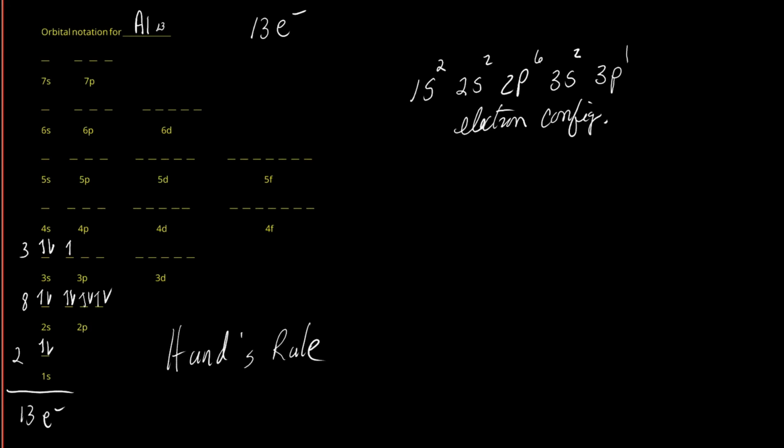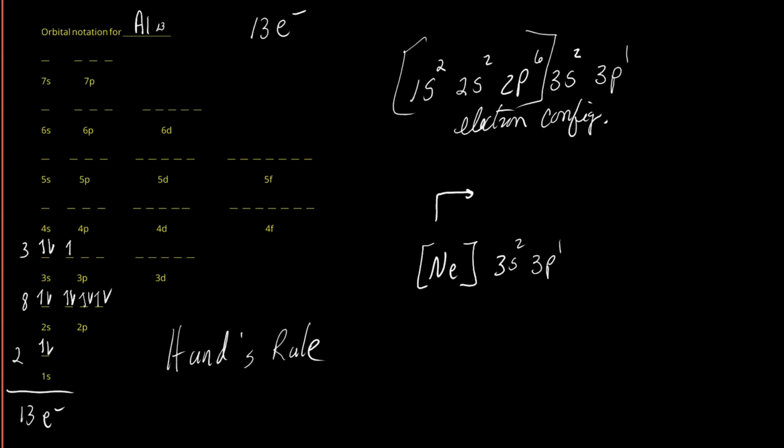Now, if I want to write the shorthand method, I find aluminum on the periodic chart, and I go up and over to the end of the previous row. At the end of the previous row, we have neon. If I place neon in square brackets, that will be my reference point. So I would simply write neon in square brackets, followed by 3s2, 3p1. This is the abbreviated way of writing the electron configuration for aluminum.